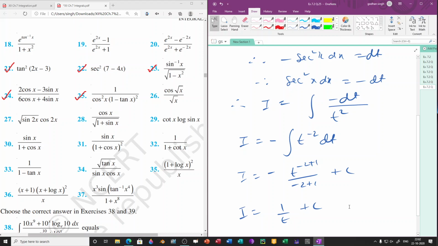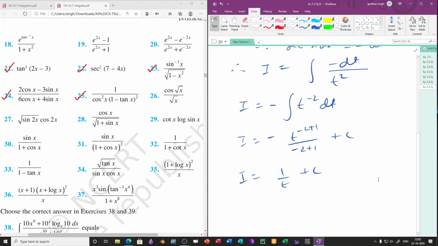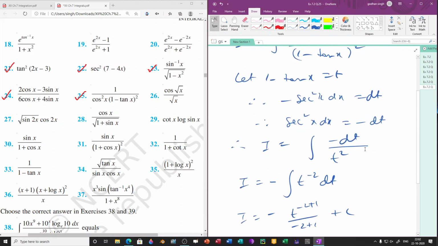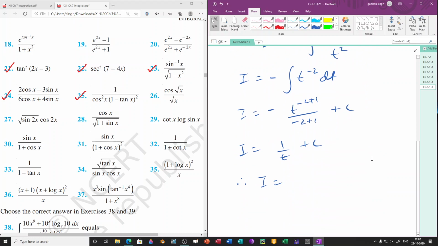So therefore, because our function is in terms of x, we'll put the value of t, and the value of t which we have taken is 1 minus tan x. So I equals 1 over 1 minus tan x plus c. So this is the answer of question number 25.